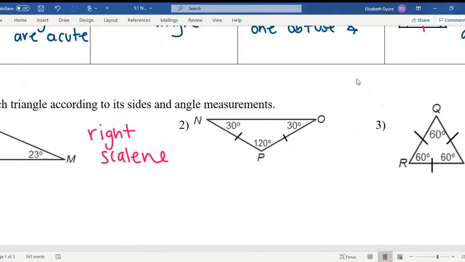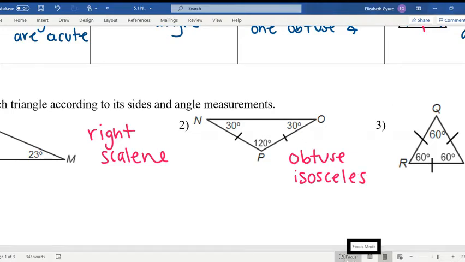Bridger, what are you thinking about number 2? I agree. Why do you decide to choose isosceles? Yeah, exactly. Angles N and O are both 30 degrees, right? And it gives you the 2 congruent sides here with the little tick marks. And we know that angle P is a 120-degree angle. So that is going to make it obtuse isosceles.